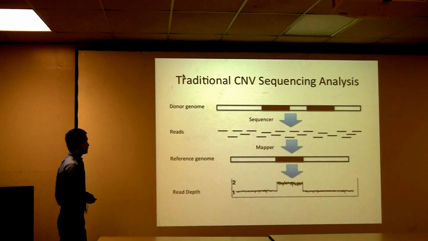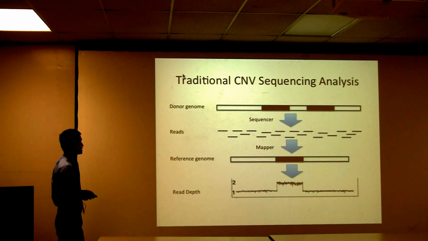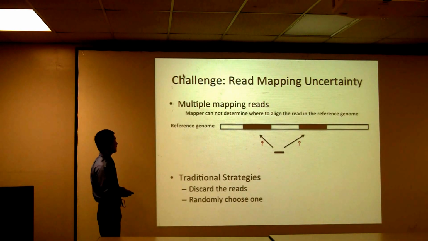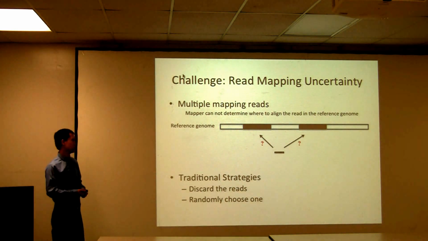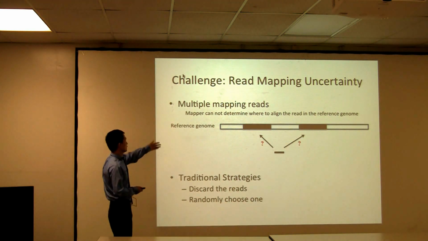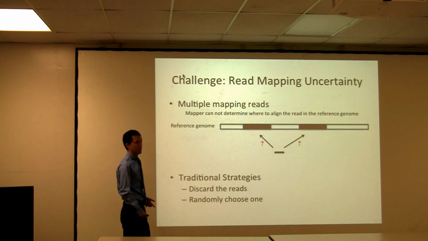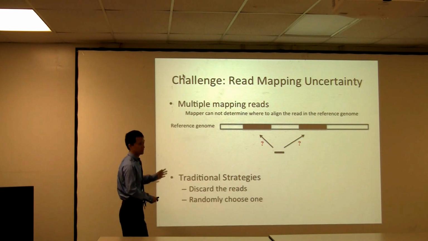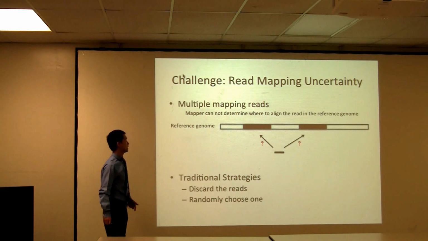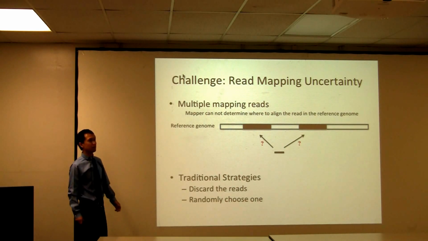However, there's some challenge for this traditional method. The challenge comes from the read mapping uncertainty. Many reads can be mapped to multiple positions in the reference genome. These reads are called the multiple mapping reads.